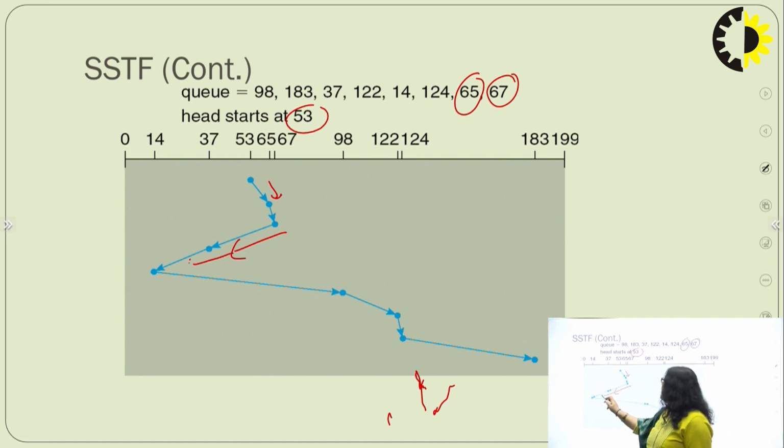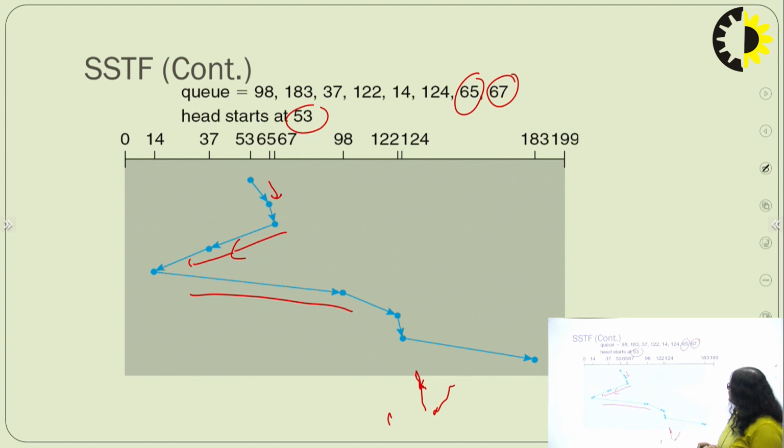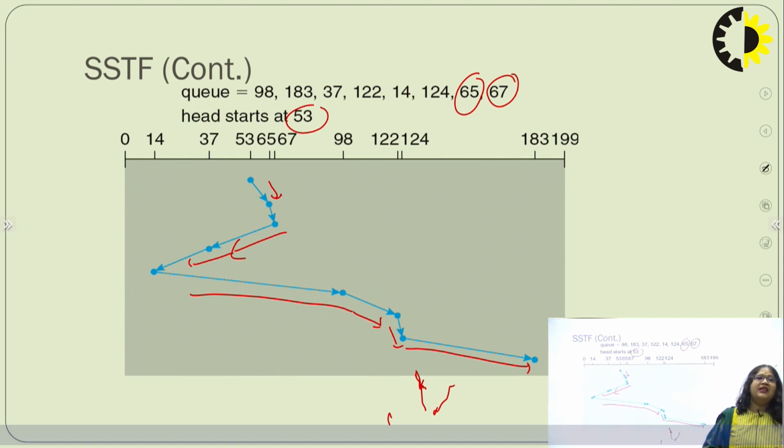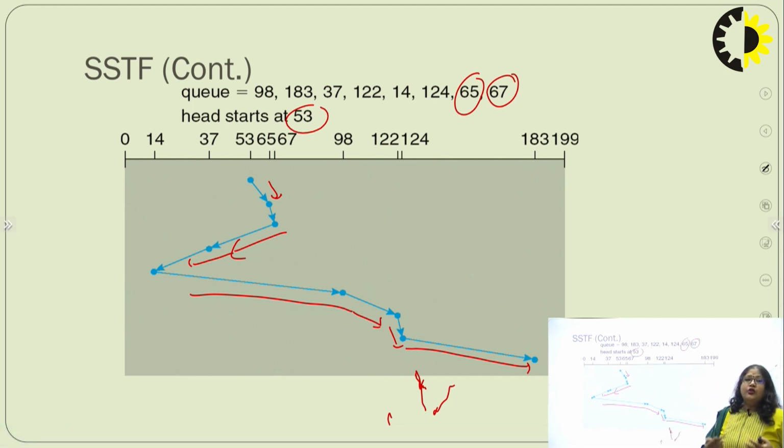Then 37 to 14. Then 14 to 98. Then 98 to 122. Then 122 to 124. And the last is 183. So this is the basic head movement of the SSTF algorithm, because it is based on the minimum distance. We start with the head count 53 and find which number is the minimum distance number, and we move to that particular location from the head start count.